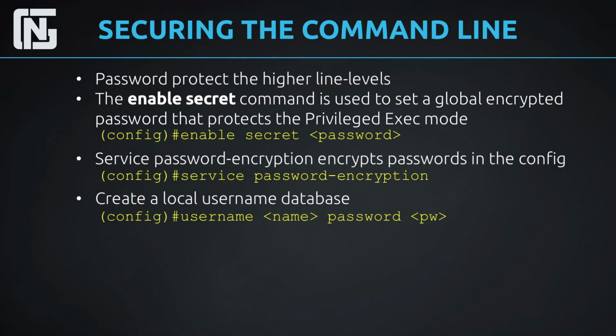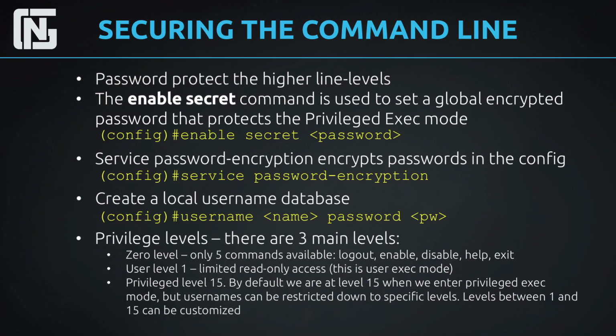And we also need to know that there are a bunch of different privilege levels, basically. So let's talk about the privilege levels. There's 3 main levels, and you were just seeing how we could assign privilege level 15 or level 1 to our username whenever we set it up. But there's actually also a 0 level. So the 0 level, there's only 5 commands available. They can just log out, they can type enable or disable, help and exit.